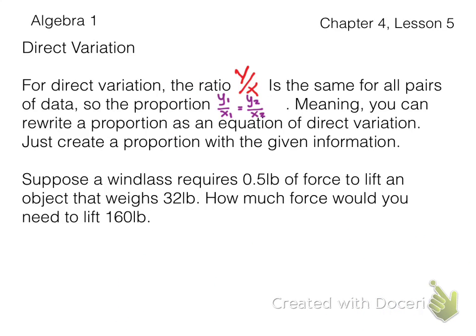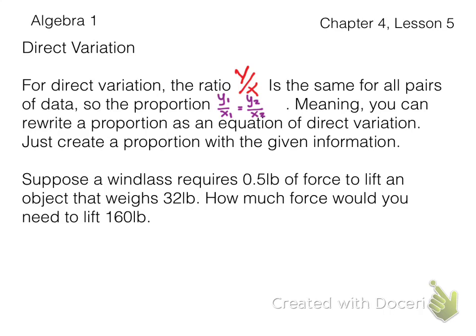Okay, so for direct variation, the ratio y over x is the same for all pairs of data. So the proportion y1 over x1 is equal to y2 over x2, meaning you can rewrite a proportion as an equation of direct variation. Just create a proportion with the given information.